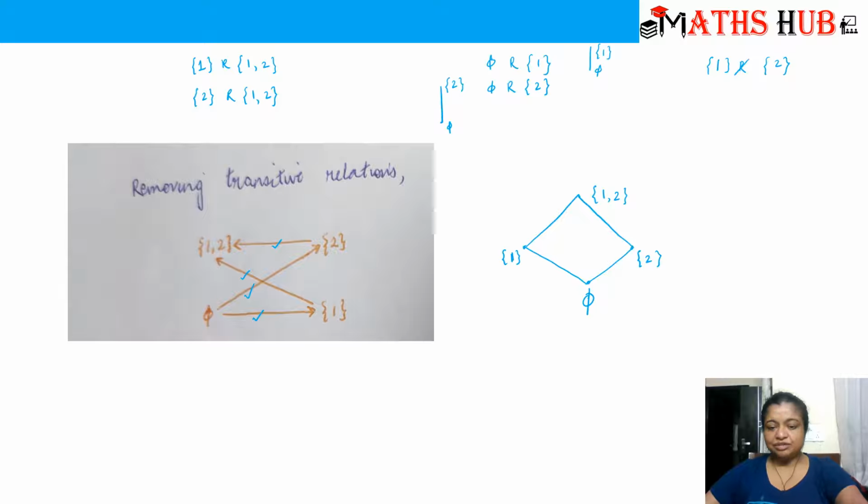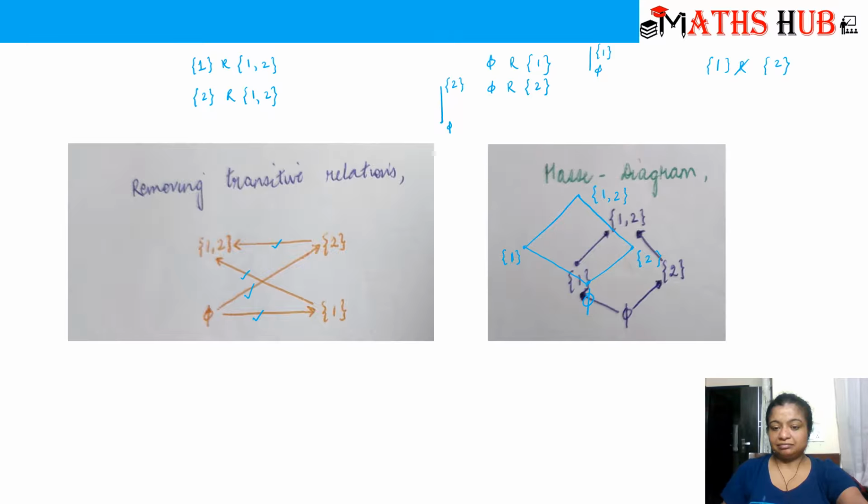It needs a little practice, and secondly, you have to think and see how you can place the elements so that you get a symmetry in the shape. So phi is at the bottom position, then the next level goes to 1 and 2, and the third level goes to 1 comma 2.